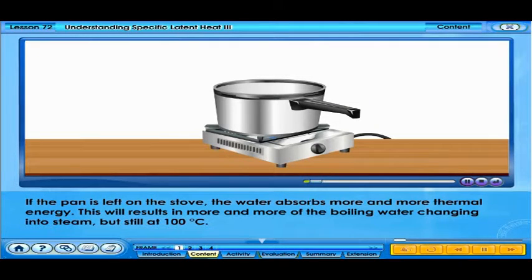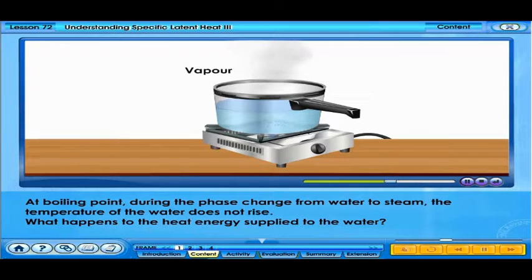If the pan is left on the stove, the water absorbs more and more thermal energy. This will result in more and more of the boiling water changing into steam, but still at 100 degrees Celsius. At boiling point, during the phase change from water to steam, the temperature of the water does not rise. What happens to the heat energy supplied to the water?